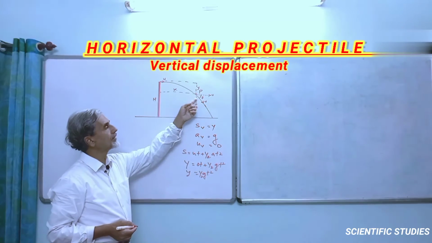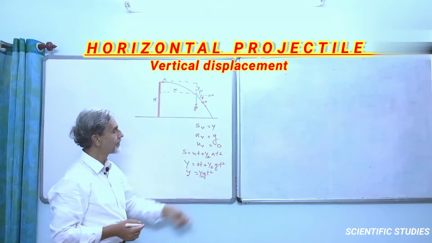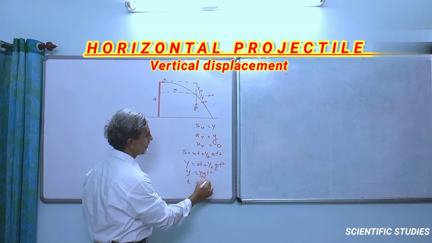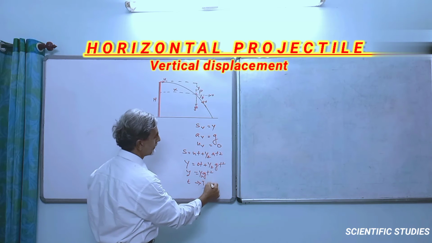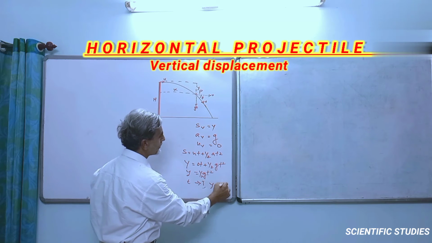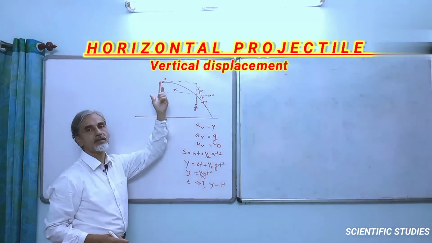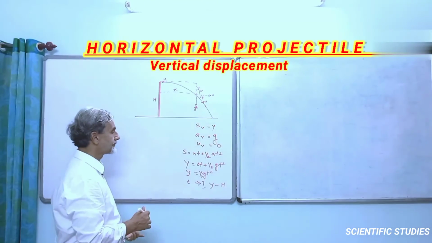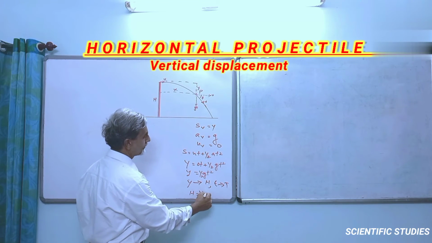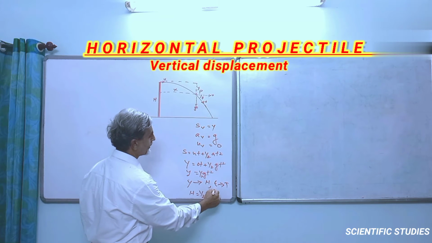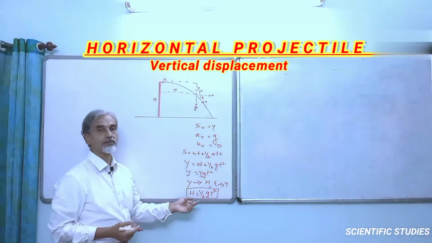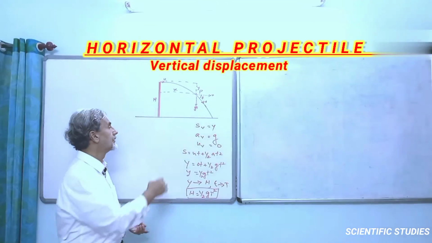And when the body completes its projectile motion, the time turns to the time of flight, and the vertical displacement turns to the height of the tower. That is h is equal to 1 by 2 g T square. This is the expression for the maximum height of a horizontal projectile.